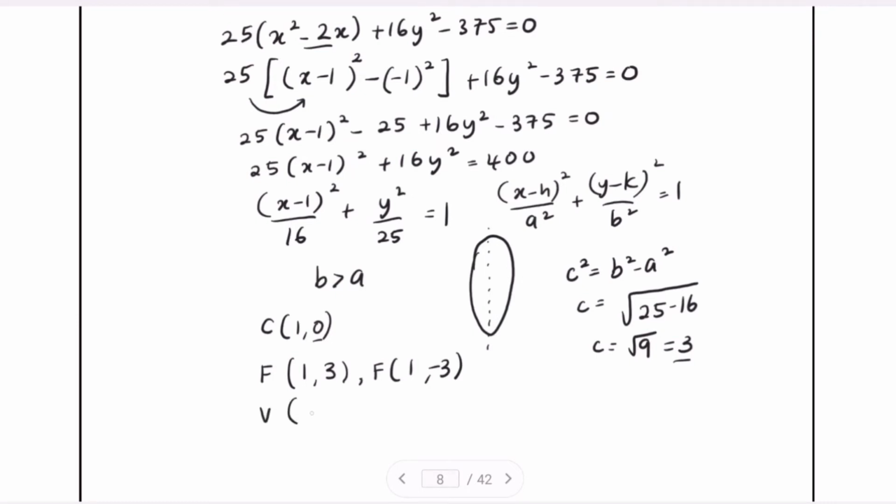For the vertex, H also remains the same. So we're going to add B to the K. Our B is 5, from B squared equals 25. So it's going to be 0 plus 5, which is 5, and the other one is 0 minus 5, which is negative 5.